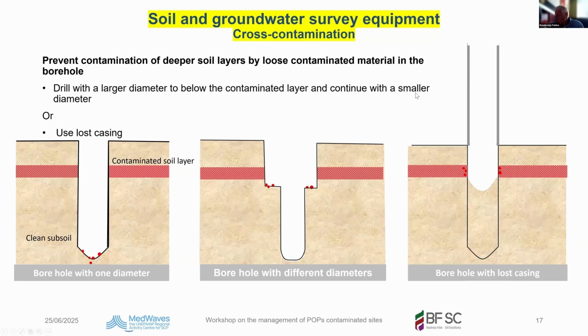But you can also go to the last part, which is the safest part. You drill through the contaminated layer, you introduce a plastic tubing and continue. In this way you prevent soil particles from moving to this part which has to be sampled. Is that clear? So there are 2 manners to avoid this.